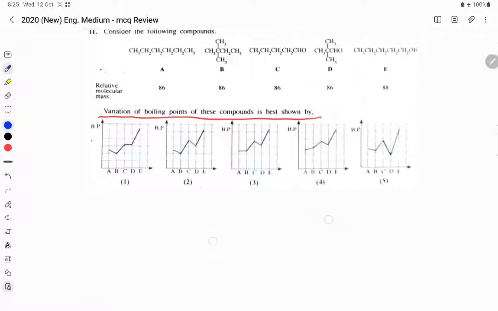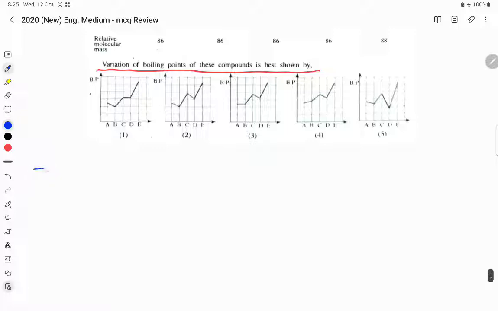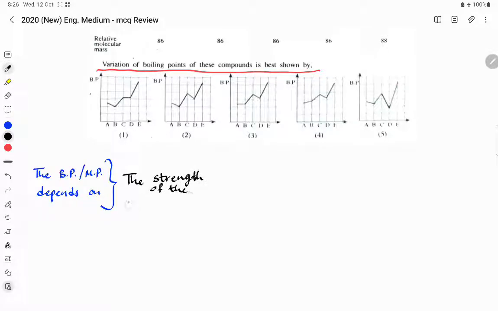Right, now when we jump into the theory, the boiling point or the melting point depends on the strength of the intermolecular interaction. Now the strength of the intermolecular interactions depends on 2 points.